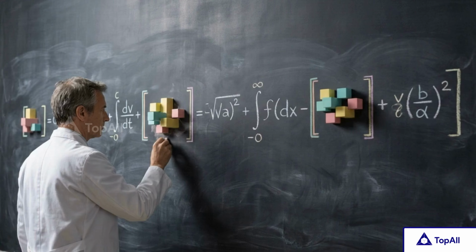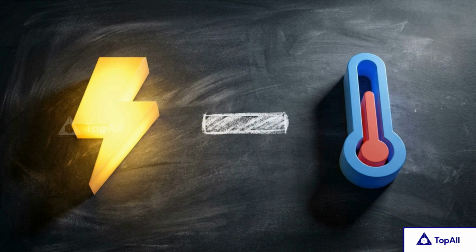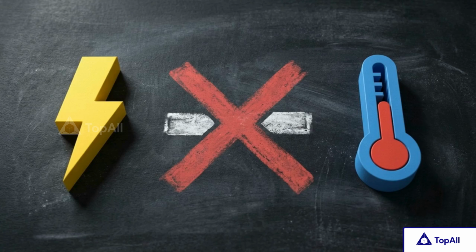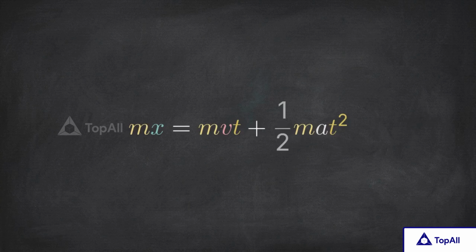You can only add or subtract quantities that share the exact same physical nature. You cannot take 3 meters of length and add a unit of force to it. You cannot subtract 5 amps of electrical current from an ambient temperature. The math simply refuses to compute. This boundary is known as the principle of homogeneity of dimensions.